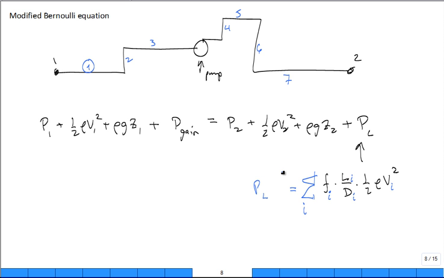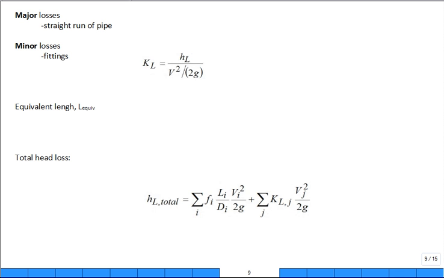See that? So now you can modify Bernoulli with head loss. So you have a modified Bernoulli equation for the head loss. Not only can you now account for the straight run of pipe and the losses associated with it, those losses, just a reminder, you want to put in the pressure loss as f L over D times 1/2 rho V squared.